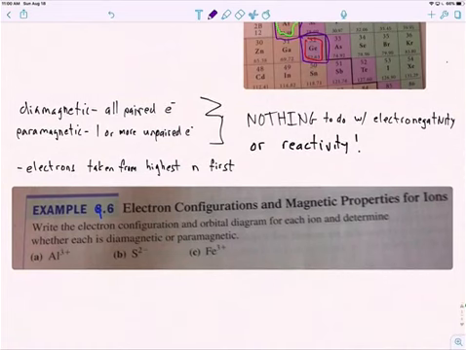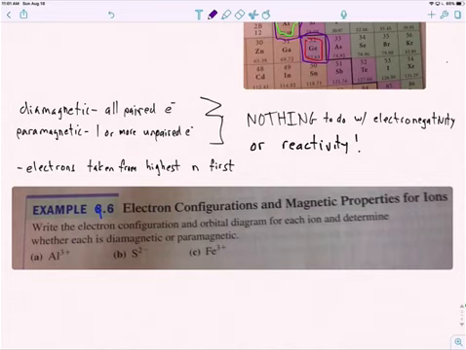Okay, and something I should also mention, diamagnetic means all electrons are paired. Paramagnetic means one or more unpaired electrons. And this has absolutely nothing to do with reactivity or electronegativity. We haven't talked about electronegativity. That is the attractiveness of the nucleus. So a lot of students try to combine these two concepts. They are not related at all.